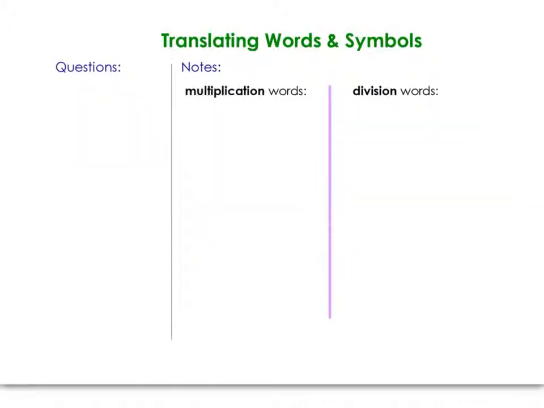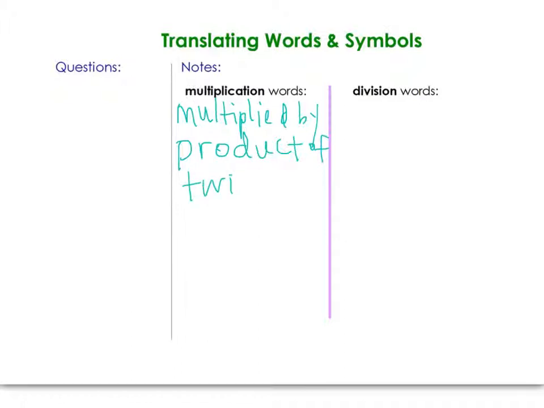Now, what about words that mean to multiply? I could say that you're going to multiply. So 3 multiplied by 4. So multiplied by, what about product? Do you guys remember that word? The product of two things? Or twice the amount, or 3 times the amount of something.